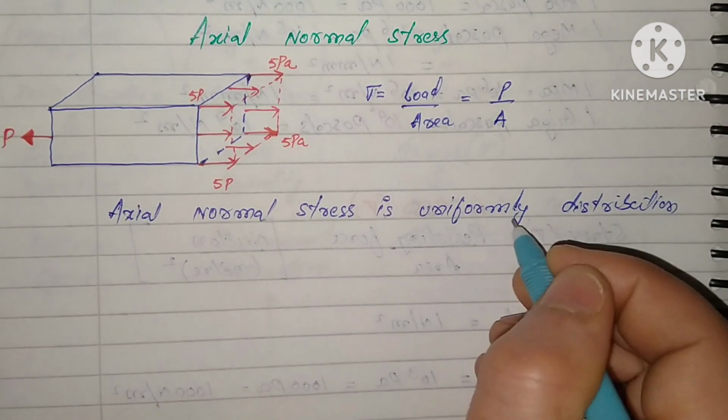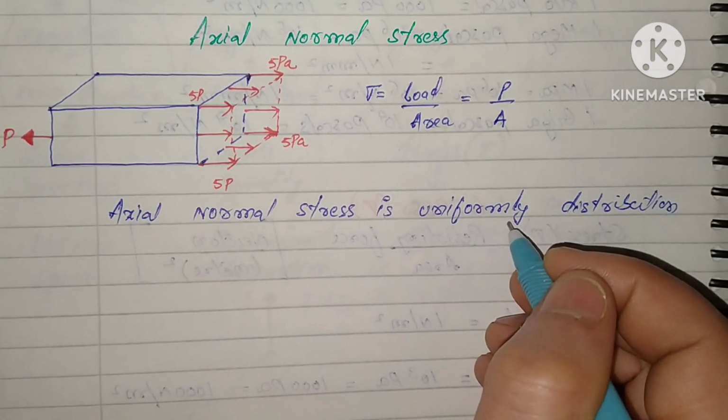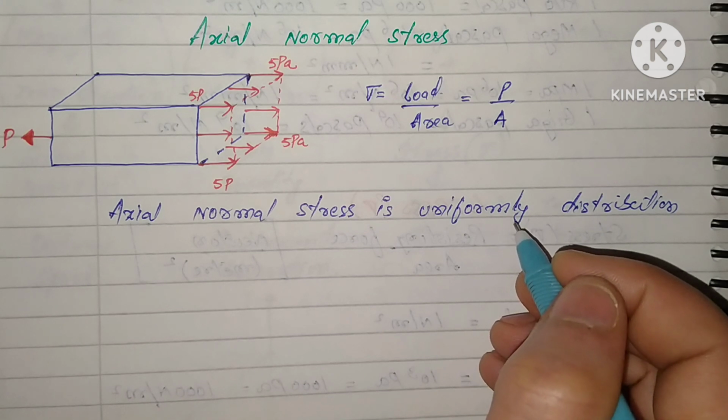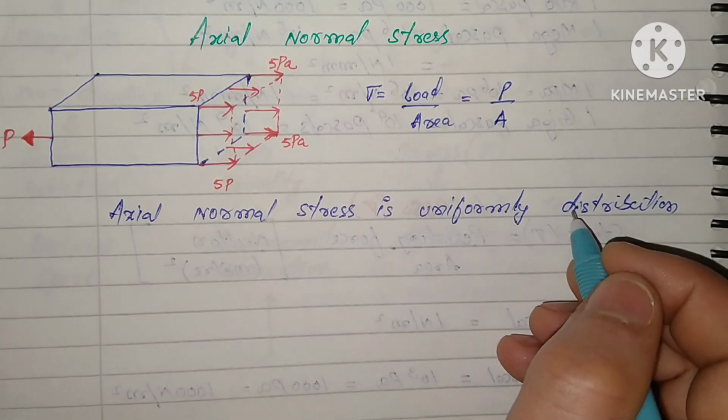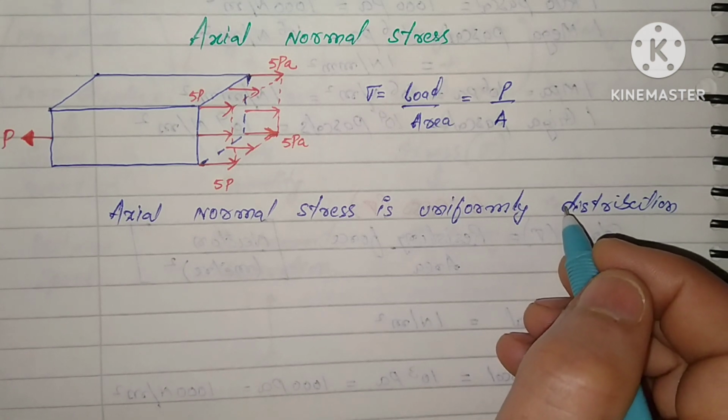The distribution is important because in the bending stresses we will see the distribution is not uniform. It is the linear distribution in the bending normal stresses.